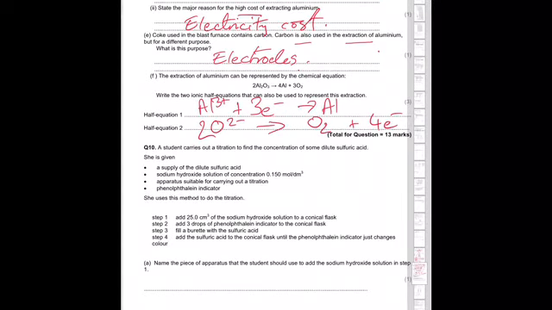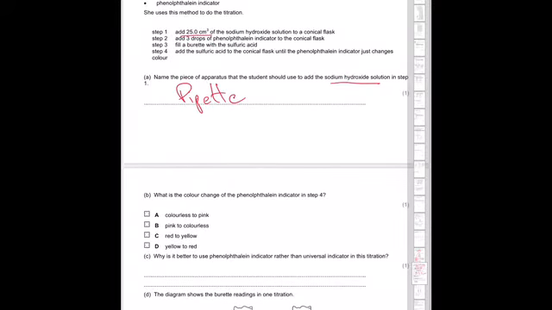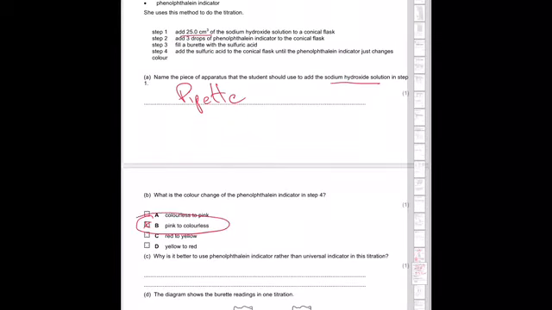So you want to measure 25 centimetres cubed of sodium hydroxide. You'd need a pipette for that. It has to be a pipette, anything that's accurate enough to do that. Okay, what's the colour change for the phenolphthalein? Well, it starts off in an alkali and goes colourless, because it goes into an acid. So the reaction in the reaction vessel goes from alkali to acid, so it's going to go from pink to colourless. So you need to know your phenolphthalein indicator.